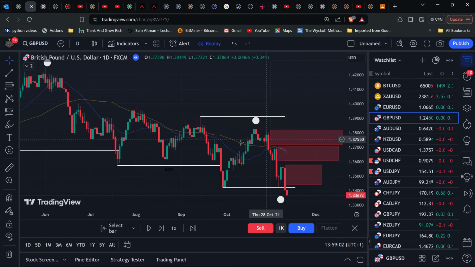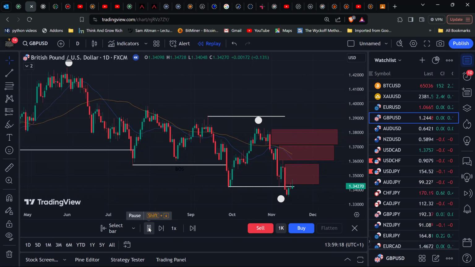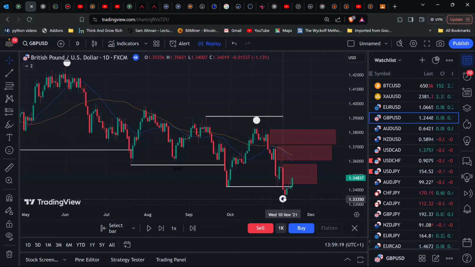So basically what we're waiting for here is we want to see price make some sort of low and then pull back into one of these areas. Because this one is too close here, we probably should take it off, but we'll just leave it there. So we're waiting for price to form that low. And now we formed this low. So this is now our new low.